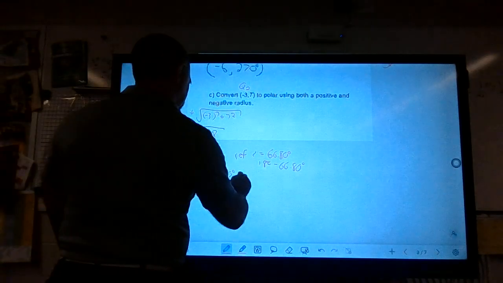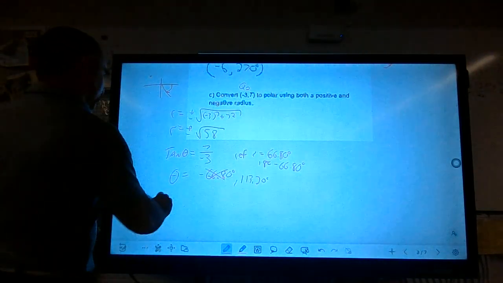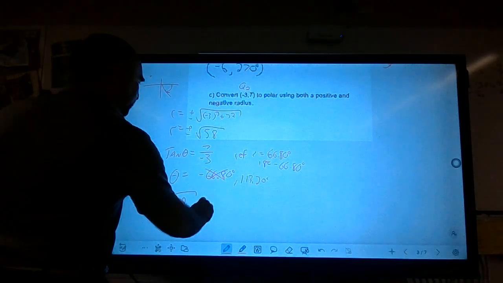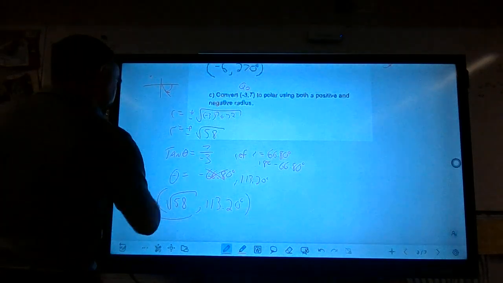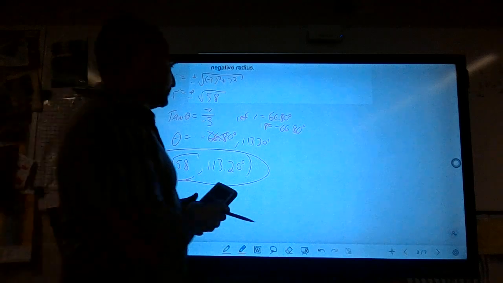And you'll get 113.20. That's a second quadrant angle. So we're going to have square root of 58, 113.20. That is one of our answers. That's our answer with a positive radius.